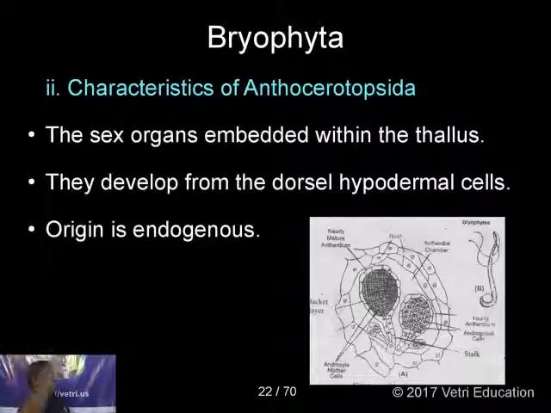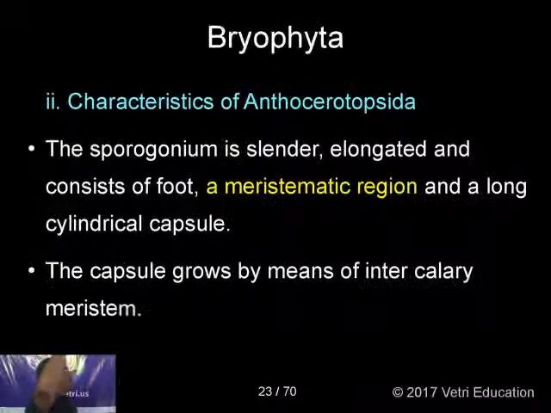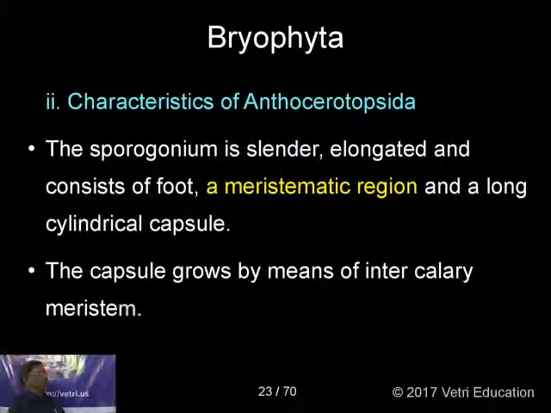Next, the sex organs are embedded in the thallus. They develop from the dorsal hypodermal cells. Origin is endogenous. In Riccia that is exogenous, whereas here they develop from the inner cells, so it is endogenous origin. And the sporogonium is slender, elongated, and consists of a foot, a meristematic region, and a long cylindrical capsule.